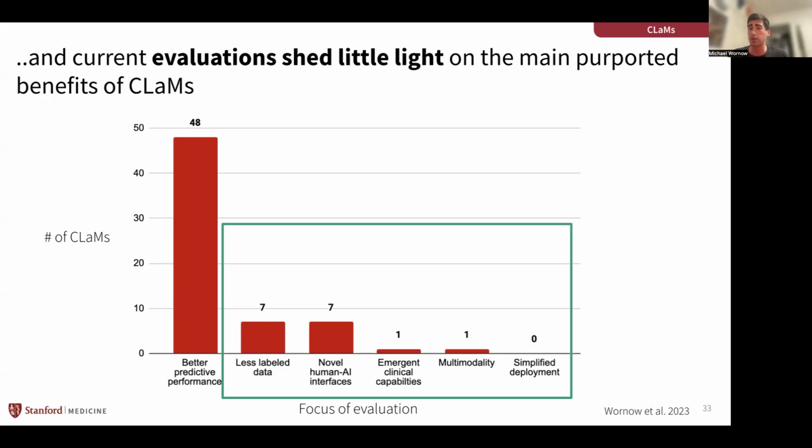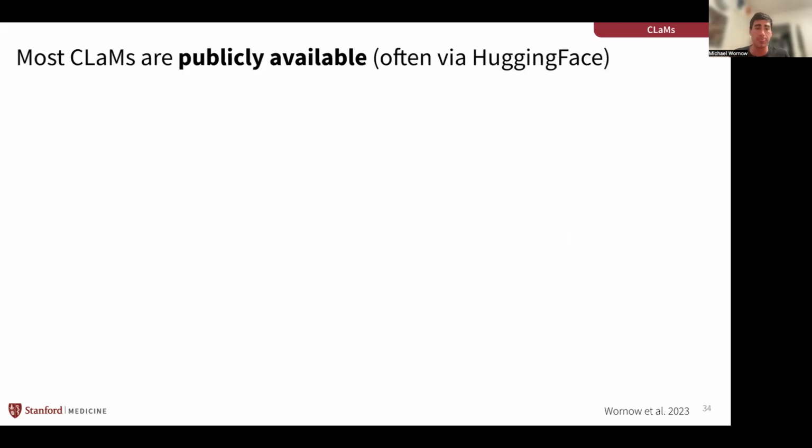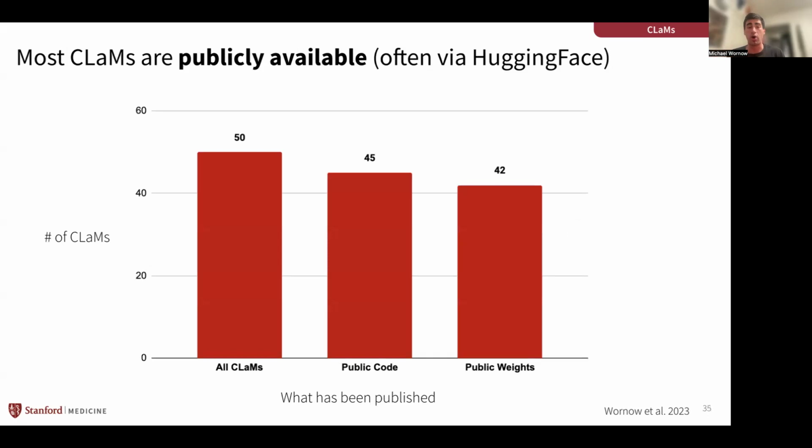So that was something we wanted to highlight as something the field should ideally move a little bit more towards. The really big positive, which I'll conclude this section on, is that most of these language models are publicly available, often via a website called Hugging Face. Almost everyone publishes the full code and the full weights of their model so that other people can download and reproduce their results. That is a really nice aspect of working in this field: there are a lot of great shared artifacts for people to work off of.